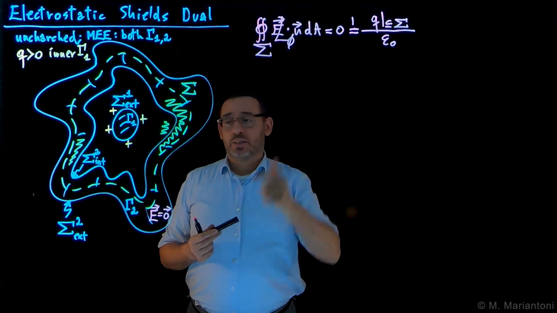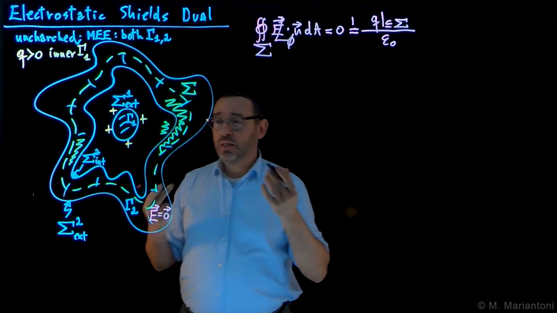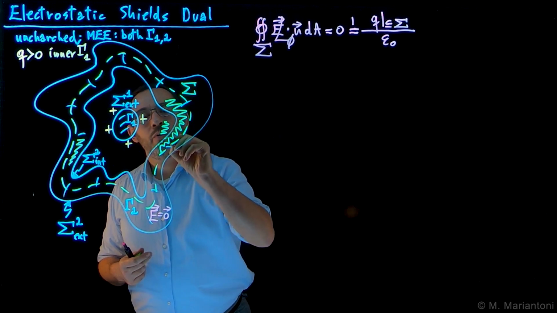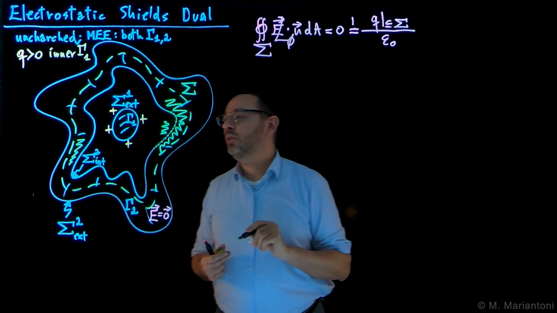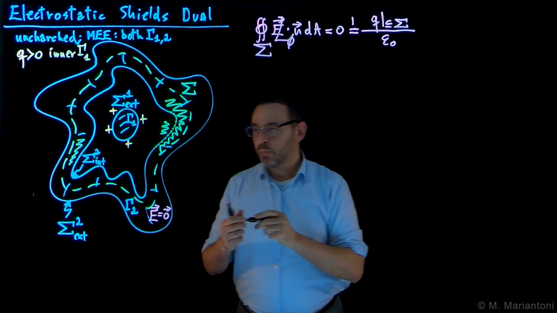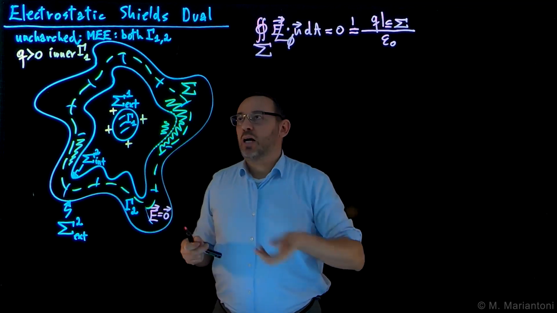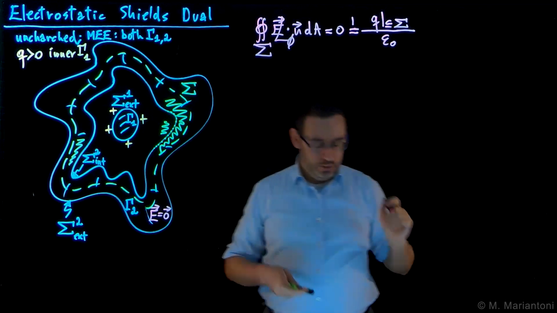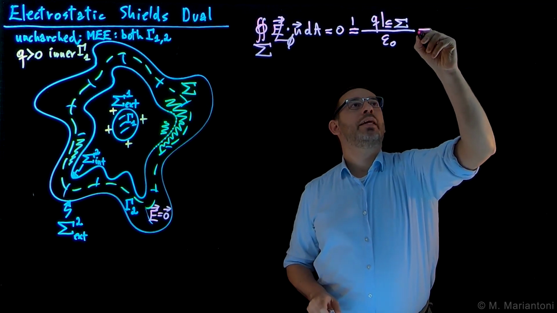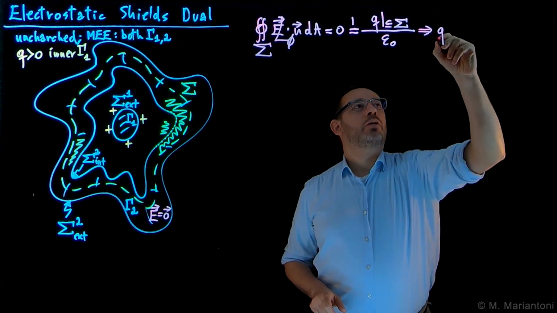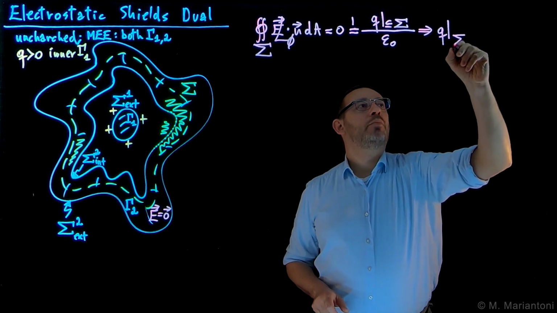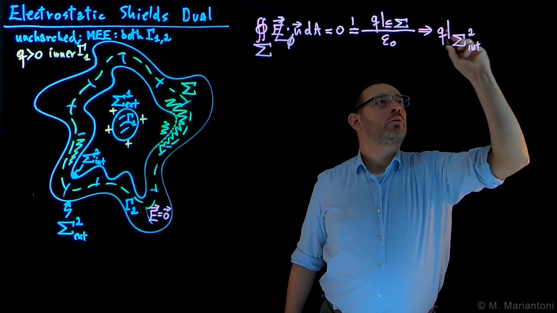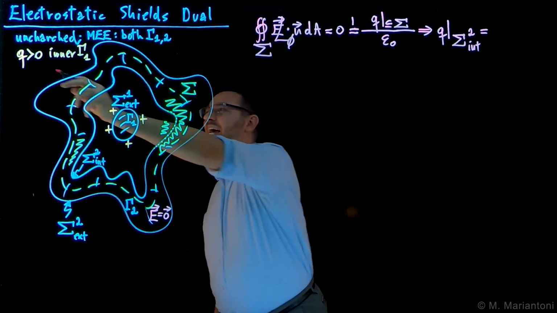The only other region where there can be a charge different than 0 has to be right on this boundary, which is capital sigma internal 2. That is the only place where there could be another charge in MEE. And in fact, there must be, because this sum has to be equal to 0. So this implies necessarily that the charge contained on capital sigma internal 2 has to be equal to exactly minus Q.